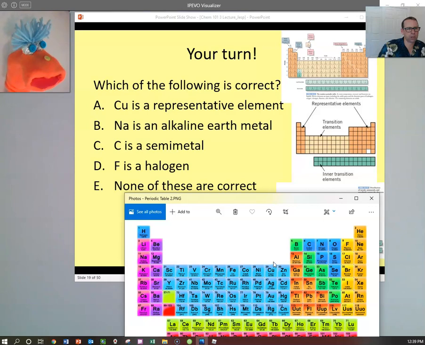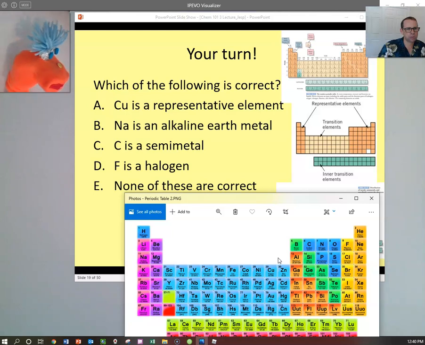Na, sodium, right? Like sodium chloride. Where is it? It's number 11. Okay, so that's an alkali. The alkaline earth was the second column. That's an alkali metal, so B is not correct.